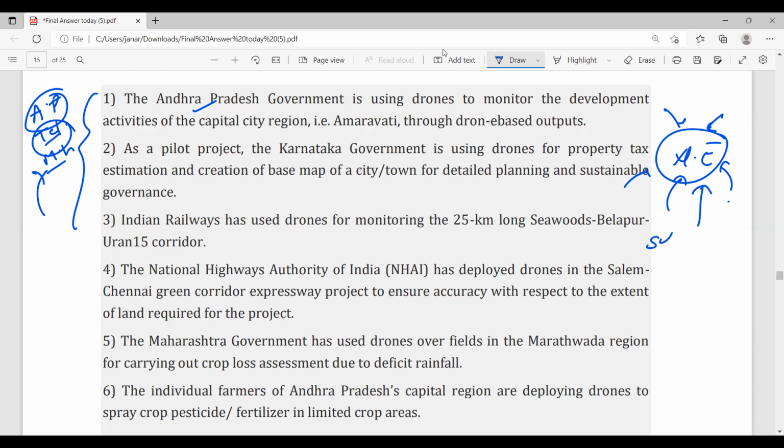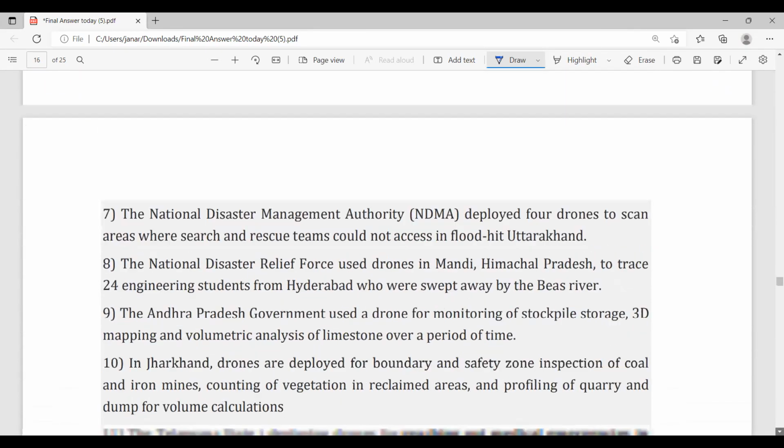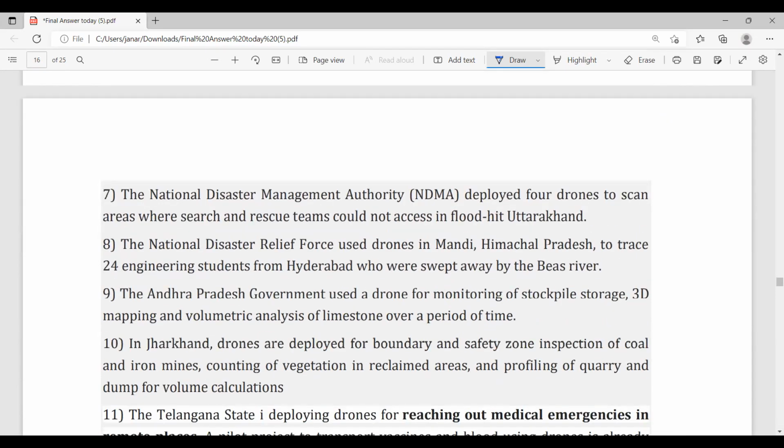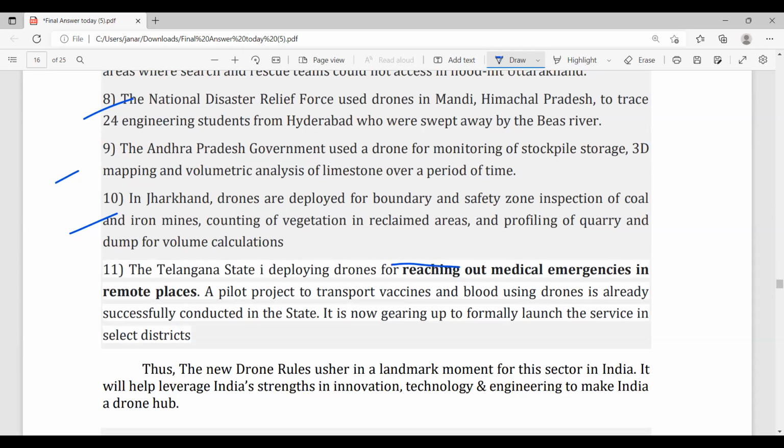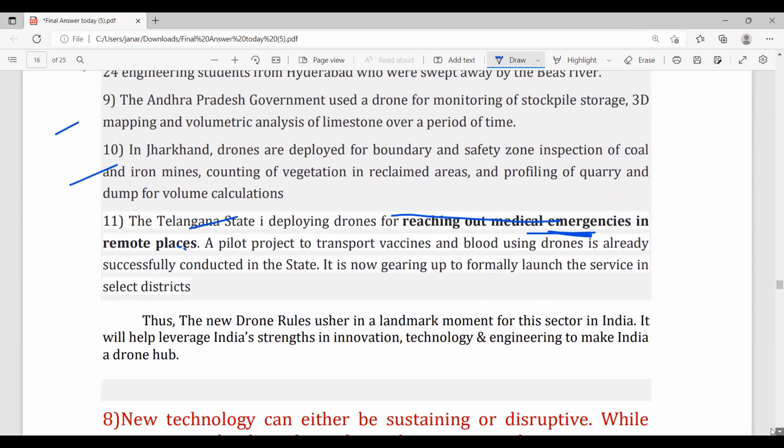Schemes also. For technological applications in one area, show how they have been done in various states. In schemes also, you can quote local schemes for paper 2 in the examination, so that the examiner will feel that you are highly knowledgeable. All these examples they have listed out in mining and all those things, medical emergency. Telangana I was referring to now, reaching out to medical emergencies and deploying.